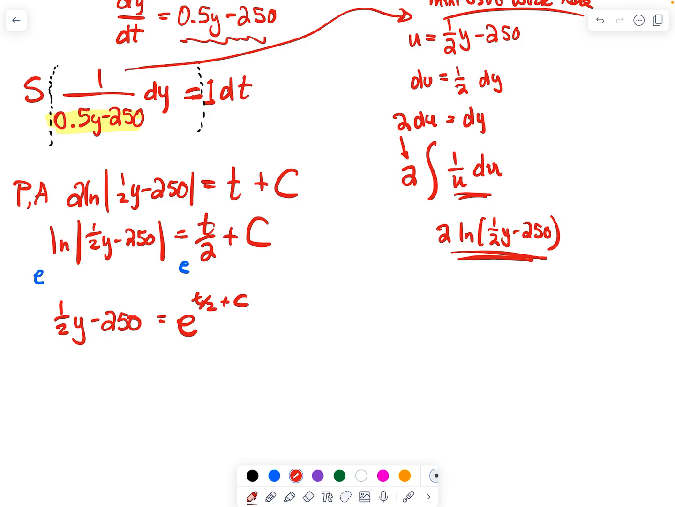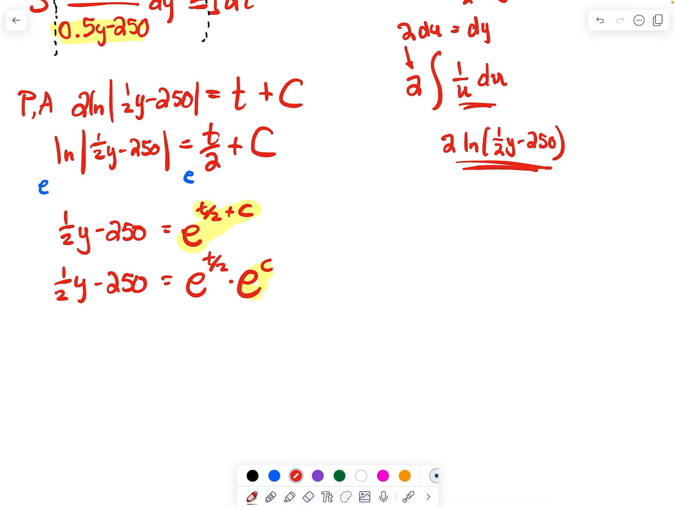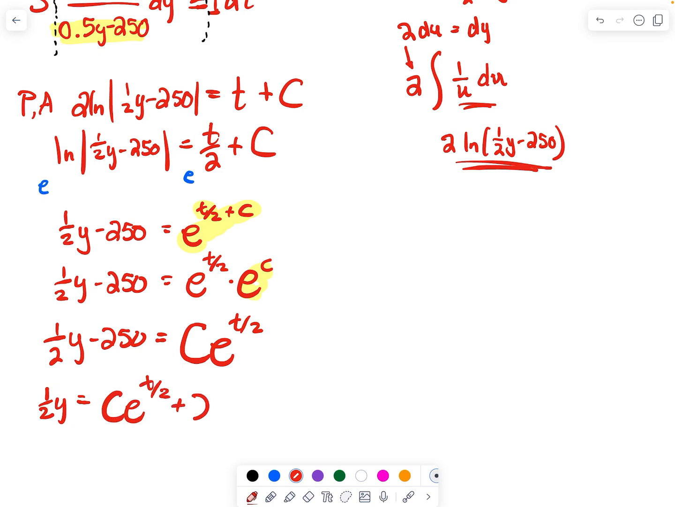Now, a standard move for us calculus students is e to the t over 2 plus c can be written as that same base but multiplied, so it's e to the t over 2 times e to the c. And this e to the c is just a constant, so we're just going to write it as, left side stays the same, c e to the t over 2. Many teachers might write a or something else, but that is just a constant. Now we keep going. Now that's the easy part. So that means 1/2 y equals c e to the t over 2 plus 250.